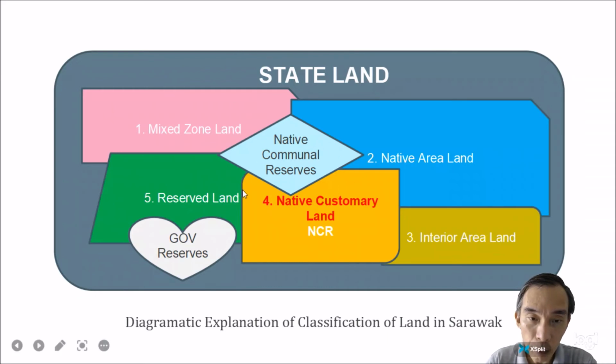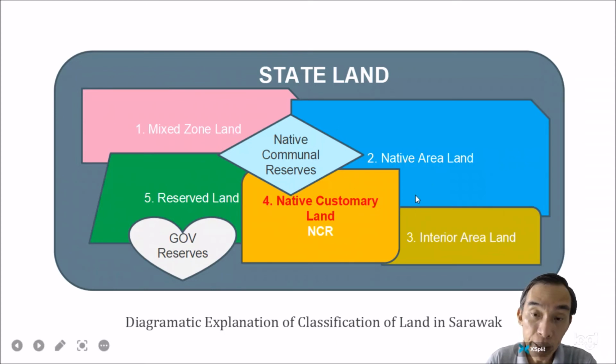The reason I put it as overlapping is that if you imagine the whole state is empty, nobody in the state, then the government can classify the state land, which is usually where the natives started to live, as native area land. And then you have the interior area land, which is usually the jungle, where there is still state control of this land, but it is not called customary land.